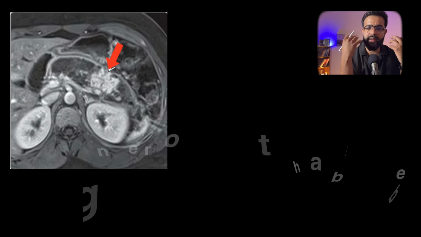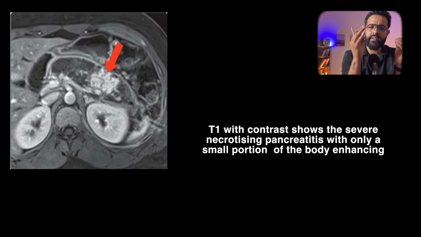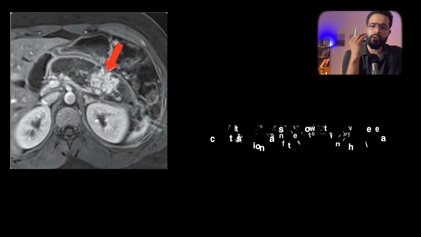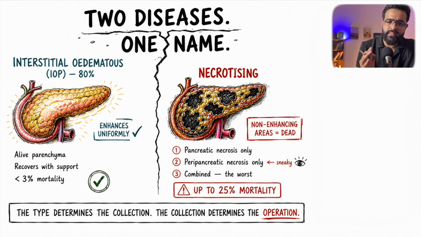Type 2 is necrotizing pancreatitis. This is the 20% that keeps you up at night. Here the autodigestion has gone further. Tissue is actually dying here, and that tissue, necrosis, is a completely different clinical beast. Now necrotizing pancreatitis has three different subtypes. Stay with me because this actually matters.